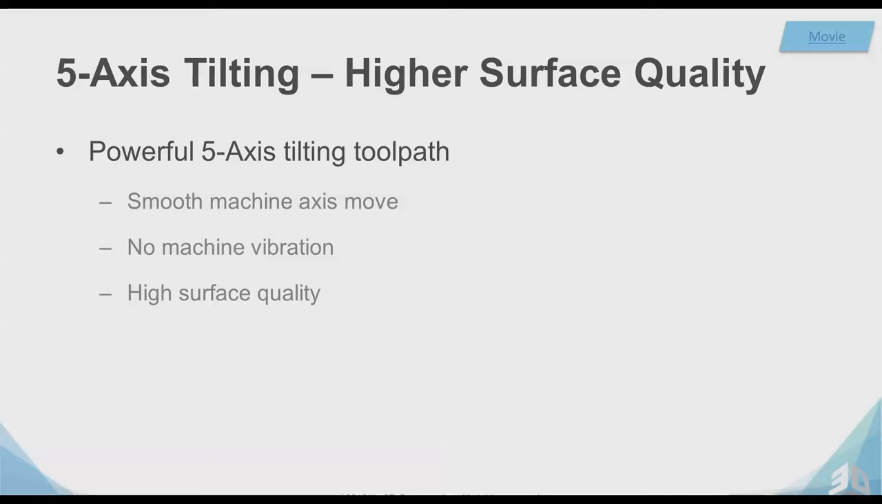So a powerful 5-axis toolpath can help us with smooth machine axis movement and minimize or no machine vibration, so achieve the high surface quality. Let us have a look at this movie, please.